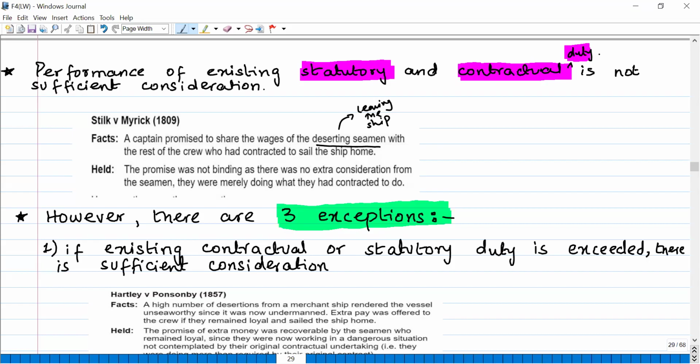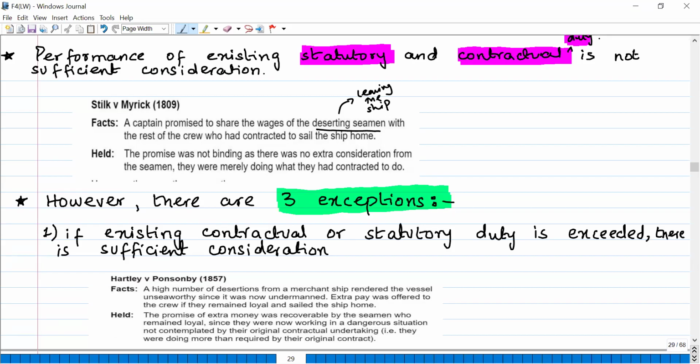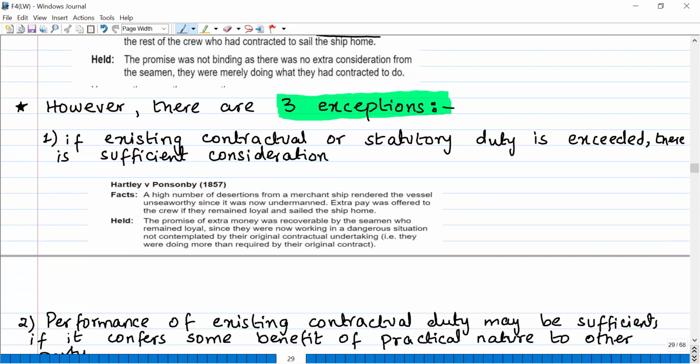The performance of existing statutory and contractual duty is not a sufficient consideration. But there are 3 exceptions to this rule. Number 1, if existing contractual or statutory duty is exceeded, then there is a sufficient consideration. Let's say you were contracted to perform 8 hours, but you are doing 12 hours, then the act of doing that extra 4 hours can amount to a sufficient consideration. Now let's read this with a case.